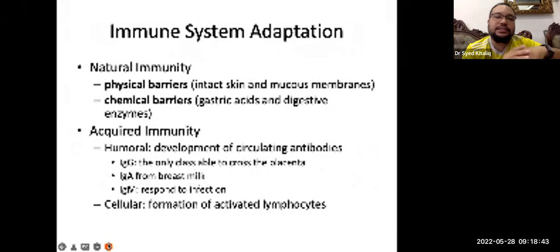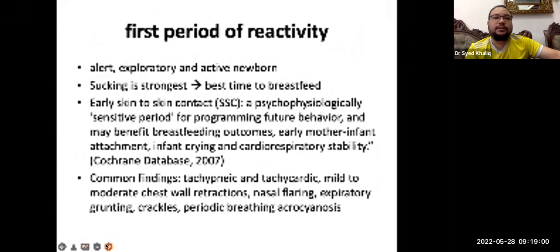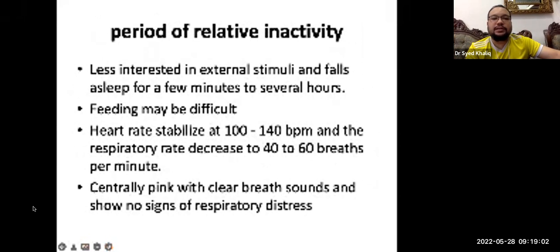And then the skin of the baby is usually more fragile, and they don't have strong mucous membrane, so they are at risk of getting infection. Okay, I think that's it lah. I think that's it.